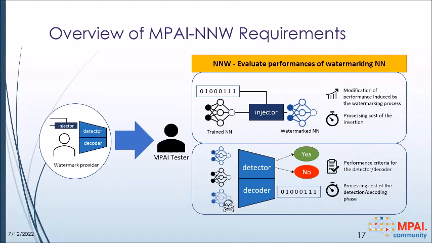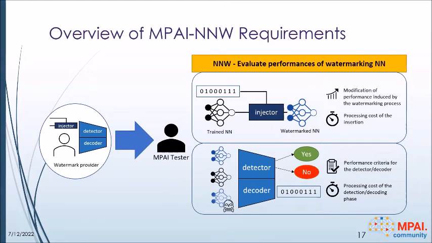First of all, at the injection side, we shall evaluate the modification in performance induced by the watermark process, and we shall evaluate also the processing cost. And then at the detector side, we shall be interested in providing a binary answer: yes, this watermark was inserted there, or no, the watermark was not inserted there, even if the model is the one just watermarked, or it was watermarked and maliciously attacked. And at the decoder level, we'll be interested in recovering precisely, bit by bit, the inserted information.